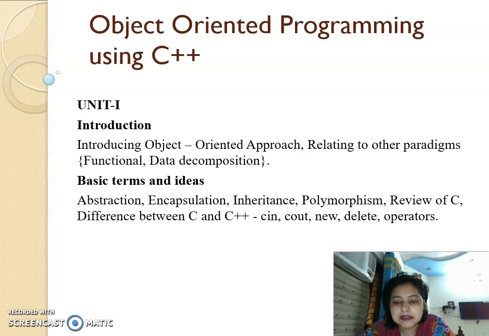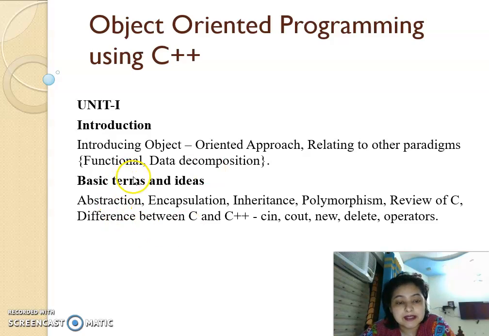How C++ is different from C, right? You were already reading C. C was more structured oriented. Now C++ is more object oriented. We are more concerned with objects rather than we are concerned with functions, right?